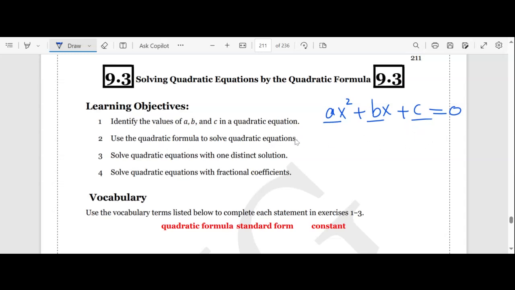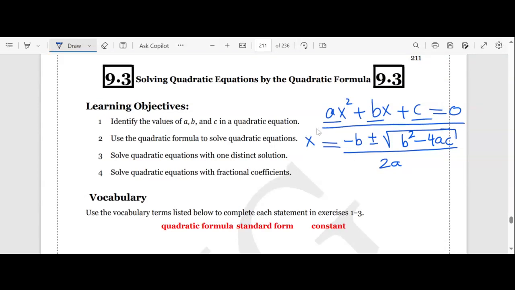Use the quadratic formula to solve the quadratic equation. The quadratic formula is as follows: x equals minus b plus or minus the square root of b squared minus 4ac, all over 2a. Please write this down because this is the formula for the quadratic formula.